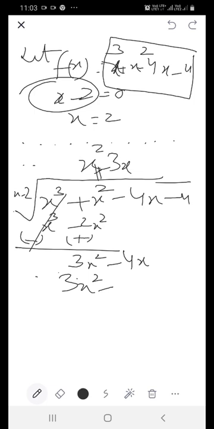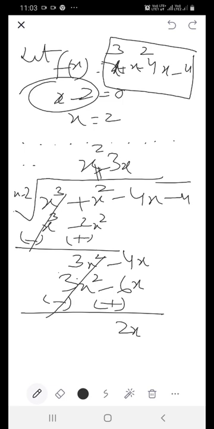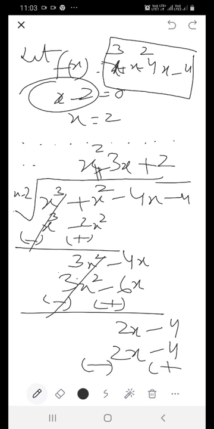3x into minus 2 will become minus 6x. Again show subtraction by changing the sign. It is a must to show the sign changed, otherwise you are going to lose marks. This cancels out. Plus 6x minus 4x is 2x. Then note down the last term of your dividend: 2x minus 4. Now you want to make 2x from x, so you are going to multiply by plus 2. Again change the sign. This also cancels out, this also cancels out.